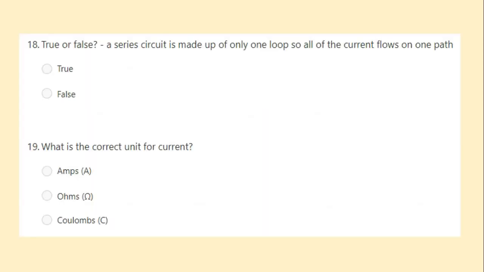Question 18 is a true or false question. A series circuit is made up of only one loop, so all of the current flows on one path. Is that true or false? A series circuit is made up of only one loop, so all of the current flows on one path. Is that true or false?